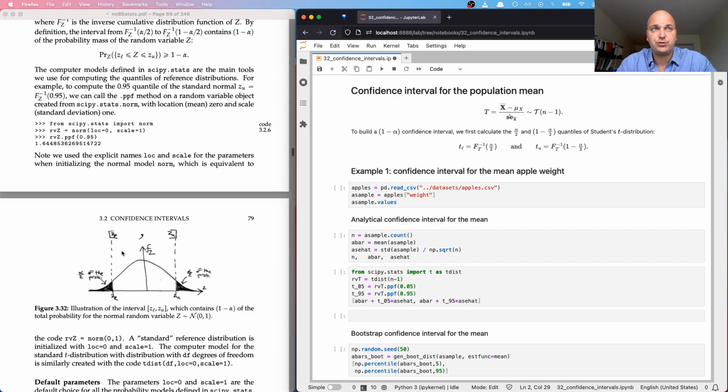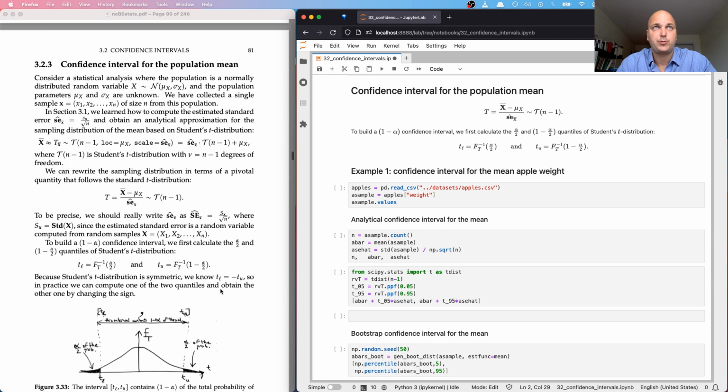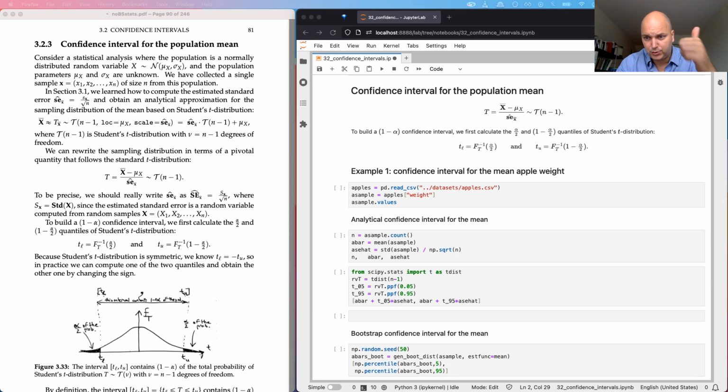Oh yeah, here's the visual for cutting off the bottom alpha over 2 and top alpha over 2, for the population mean. All right, continuing.